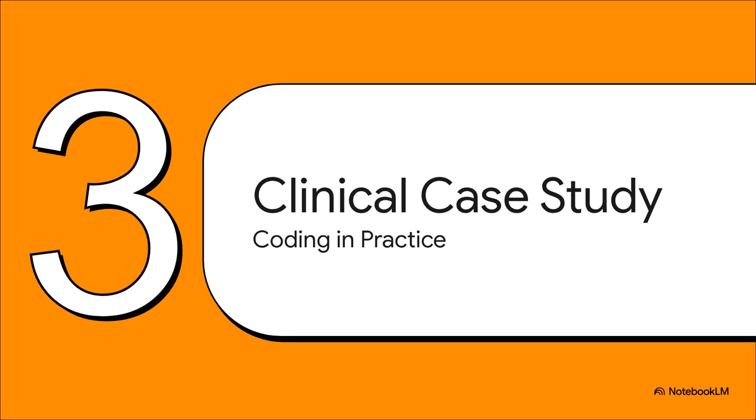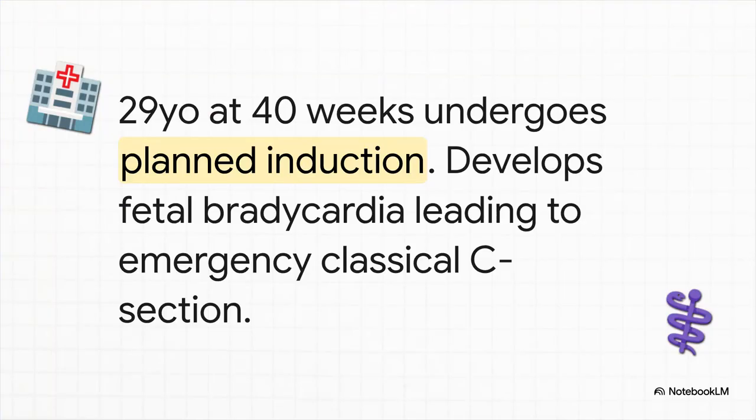Section 3. Coding a clinical case study. Let's look at a real-world scenario. Here we have a high-acuity patient. She's 29 at 40 weeks, which we now know is full term, right? She comes in for a planned induction due to mild pregnancy-induced hypertension, but things escalate quickly. We see profound fetal bradycardia lasting 11 minutes, which forces the clinical team to completely abandon the vaginal delivery. This results in an emergency classical cesarean delivery.